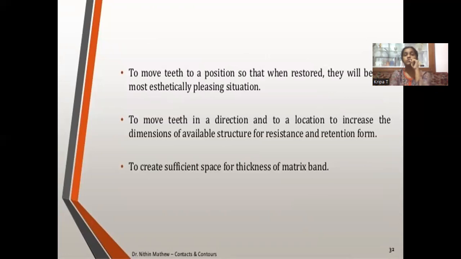To move teeth to a position so that when restored, they will be most aesthetically pleasing. To move teeth in a direction and to a location to increase the dimension of available structure for resistance and protection form. To create sufficient space for the thickness of the matrix band.